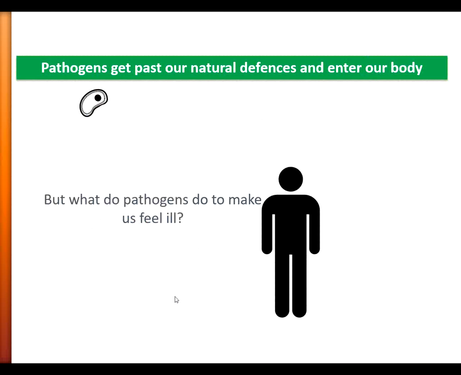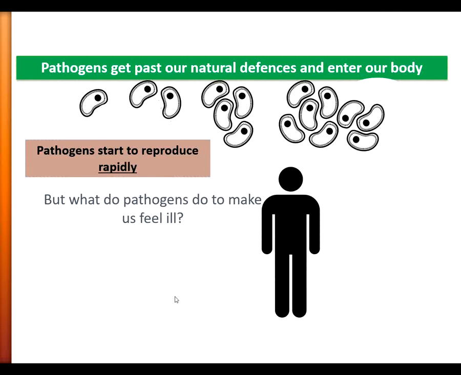So if they do get into our body, they do survive the hydrochloric acid in the stomach, or they do survive getting up your nose, they then make us feel ill. And they do this in a couple of different ways. The first thing they do is they reproduce rapidly. So they find somewhere, it might be inside a cell if it's a virus, it just might be in the bloodstream if it's a bacteria, and they reproduce rapidly.